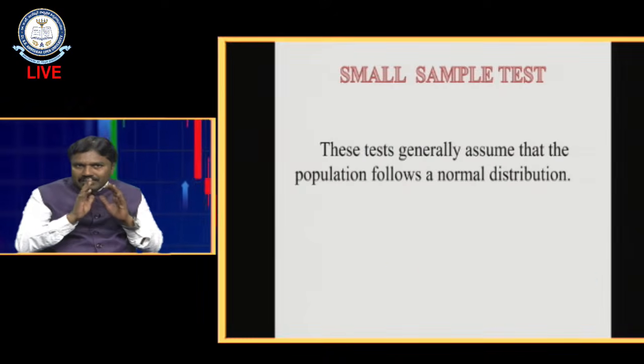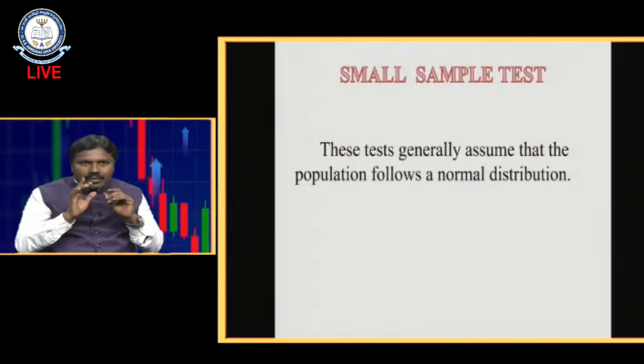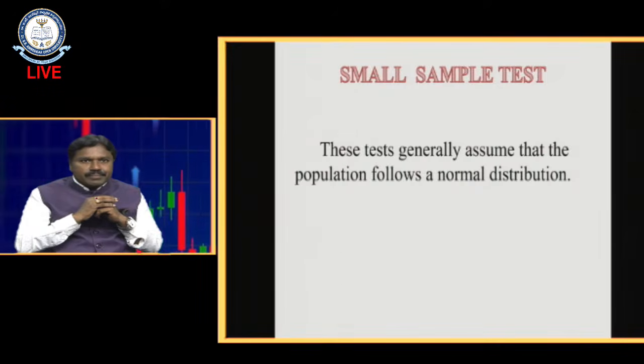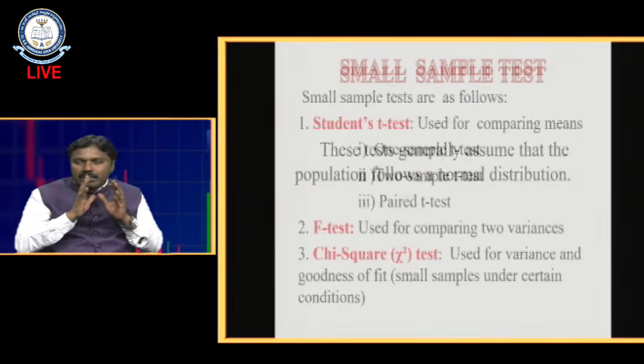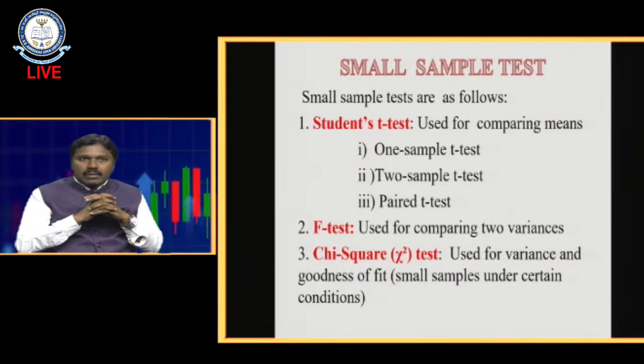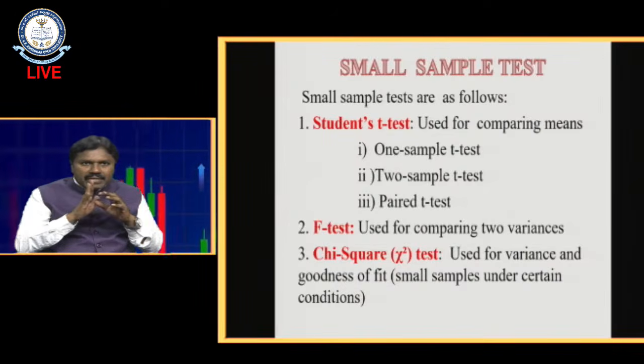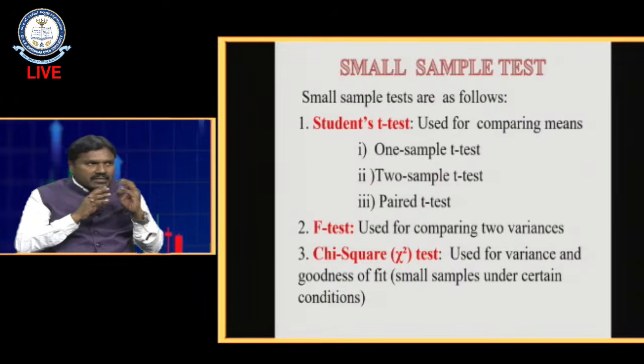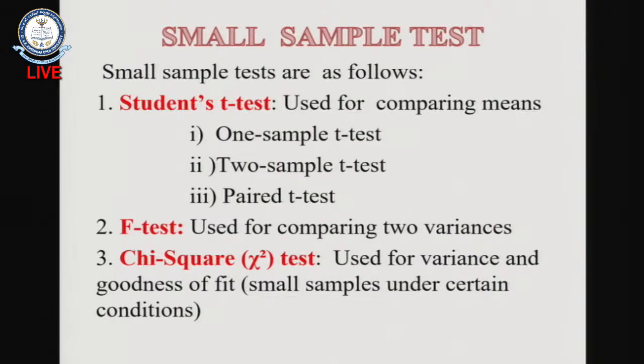Now I am going to discuss small sample tests. These tests generally assume that the population follows a normal distribution. Under this category, three important tests we can use: one is Student's t-test, generally known as the t-test, second one is the F-test, and third one is the chi-square test. The Student t-test is used for comparing means.